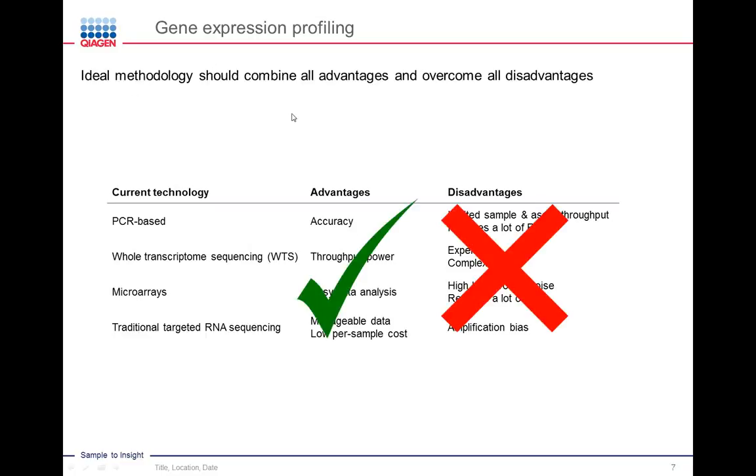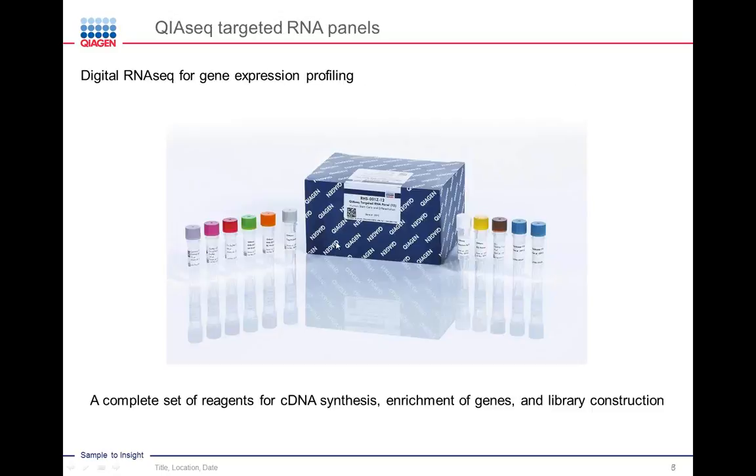So the ideal methodology that one should use for gene expression profiling should combine all the advantages of those existing technologies and overcome all the disadvantages of those existing technologies. What we have put together is the QIAseq targeted RNA panels to overcome all of those disadvantages, yet still deliver the advantages of the current technologies. The QIAseq targeted RNA panels are basically complete sets of reagents for cDNA synthesis, enrichment of genes, and library construction. And as you will see, the entire system is composed of two kits. One is the QIAseq targeted RNA panels themselves, and then you have the index kits that give you the flexibility to multiplex between 12 and 96 samples in the same sequencing run.